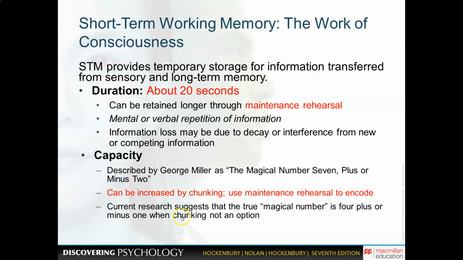Now, current researchers have suggested that the true magic number, what we can really encode at any given time, is basically 4 amounts of information, which can be numbers or anything, plus or minus 1 when we're not able to chunk. So just something to keep in mind here. Let's move on.